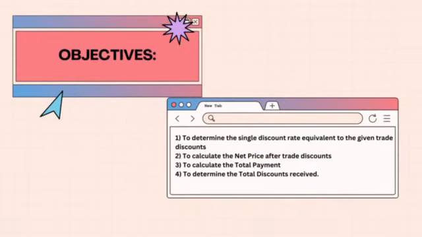The objective is, number 1, to determine the single discount rate equivalent to the given trade discount. Number 2, to calculate the net price after the trade discount. Number 3, to calculate the total payment. And number 4 is to determine the total discount received.